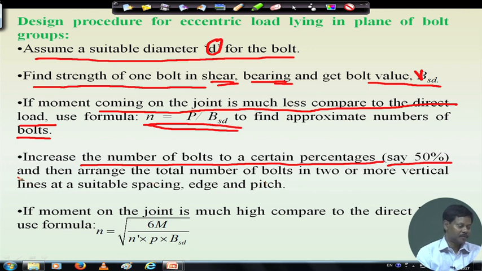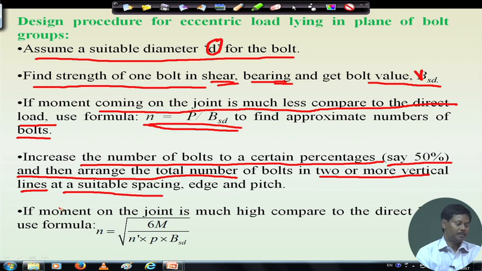From their experience, designers can understand how much percentage should be added to make the total number of bolts, and whether it will be in two or more vertical lines, that we also have to decide. In the earlier lecture I showed we had two vertical lines, right. So, it may be two or more, with a suitable spacing. So, we will increase the number of bolts by a certain percentage to find the total number of bolts for checking the strength of the bolt joint, right.